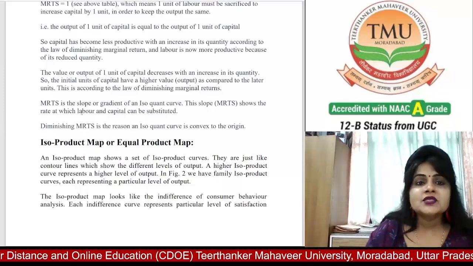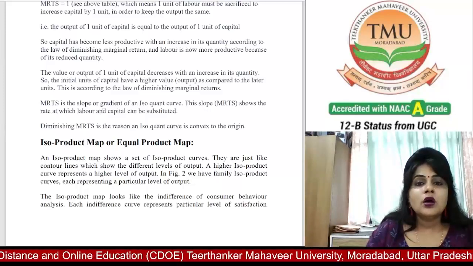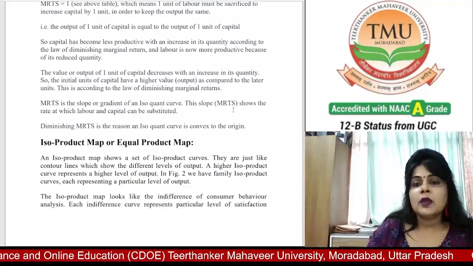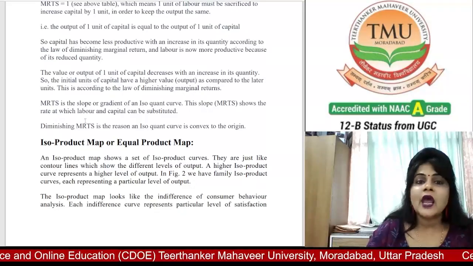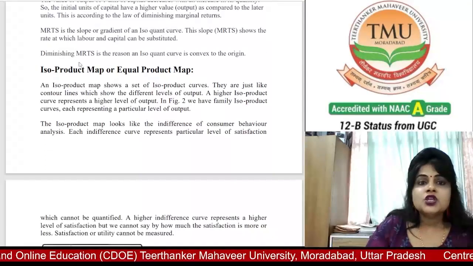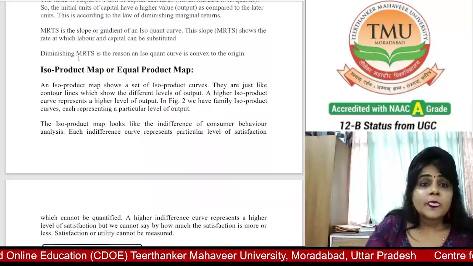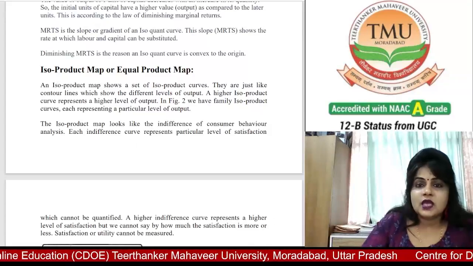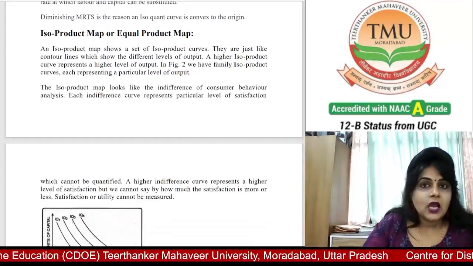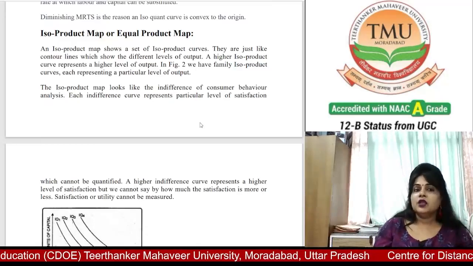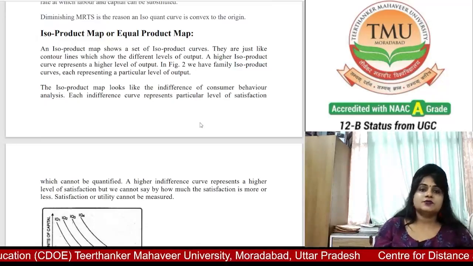MRTS is the slope or gradient of an isoquant curve. The slope, MRTS, shows the rate at which labor and capital can be substituted. Diminishing marginal rate of technical substitution is the reason an isoquant curve is convex to the origin. Hope you have understood what is the MRTS, marginal rate of technical substitution.